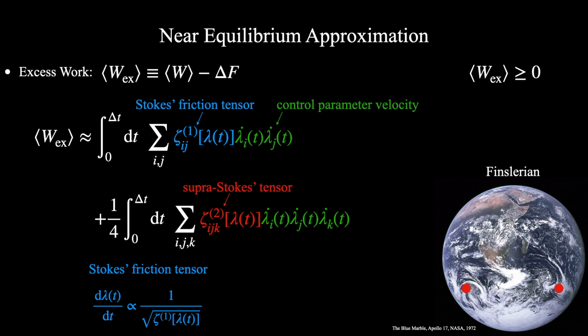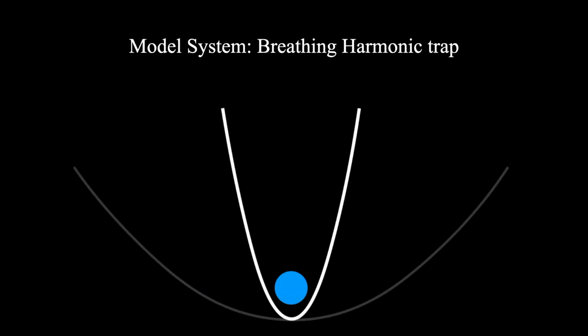Very similarly, the contribution from the supra-Stokes tensor, that's this asymmetric contribution under time reversal, is minimized by going at a velocity that's proportional to 1 over the cube root of this supra-Stokes tensor. So once again, you want to go slow in regions of high supra-Stokes, and fast in regions of low supra-Stokes. And that is exactly how we get these different protocols I showed at the beginning.